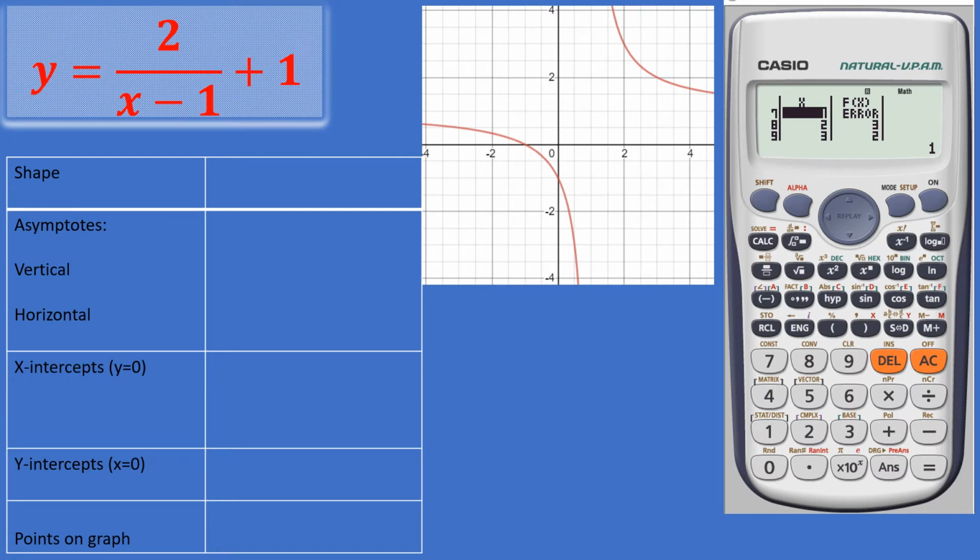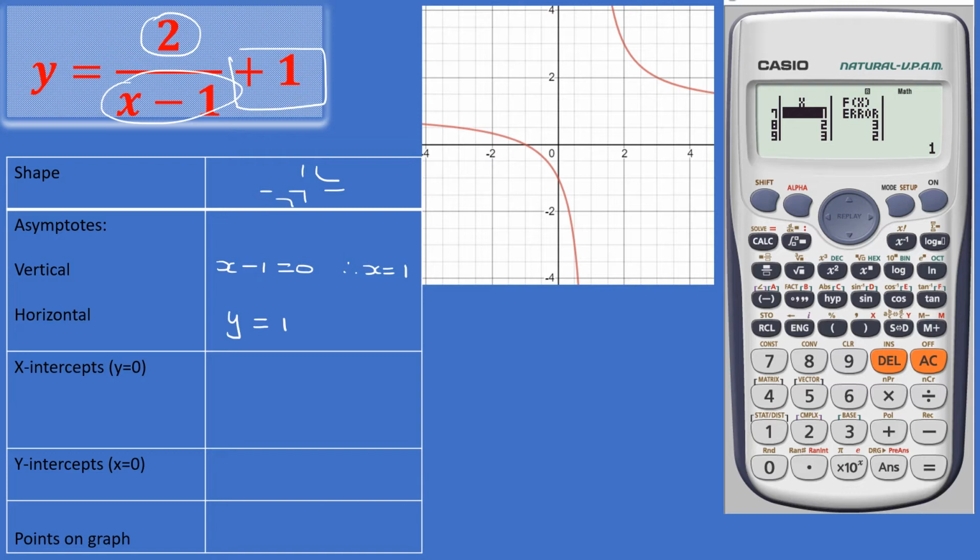In this first example, I find it easier to do the asymptotes first. So to get a vertical asymptote, I will take my denominator, which is the x minus 1, set it equal to 0, and then get my x alone. My horizontal asymptote is over there, so y equals 1. Once I've got my two asymptotes, I will have a look at this constant value over here. It's positive, so I know it's quadrant 1 and quadrant 3.